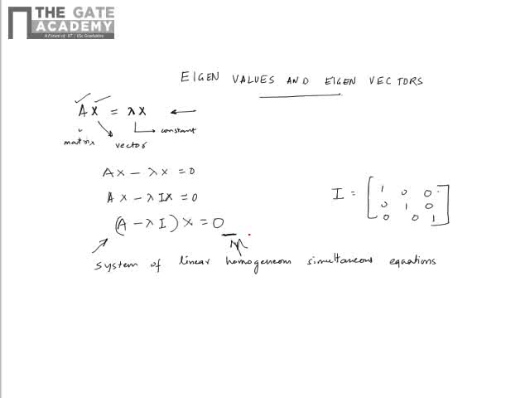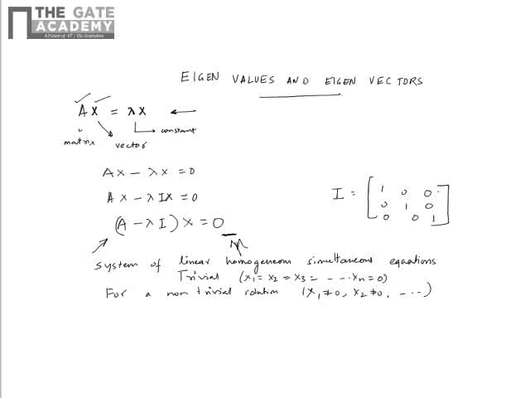Now we know that for a non-trivial solution, where the trivial solution means x1, x2 till xn are all 0, a non-trivial solution means x1 not equal to 0, x2 not equal to 0, something like that. Let me just define what is trivial here. Trivial will be x1, x2, x3, so on till xn being 0. But we are not looking for that.